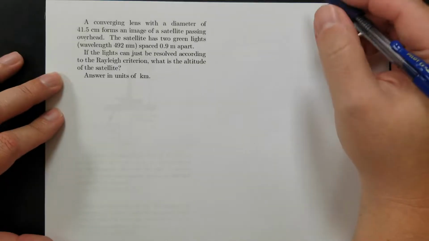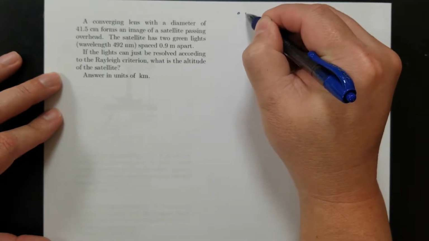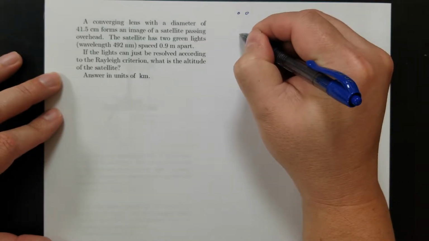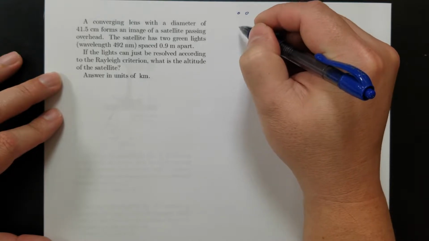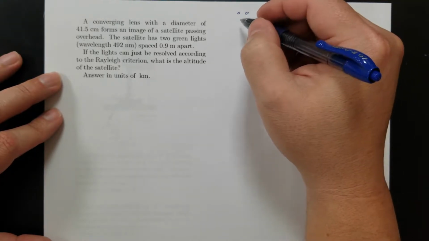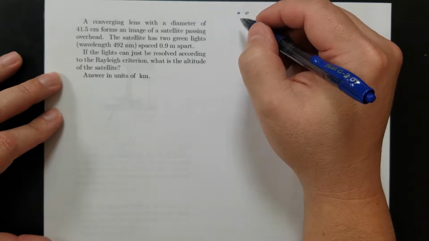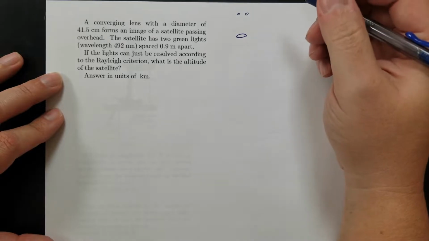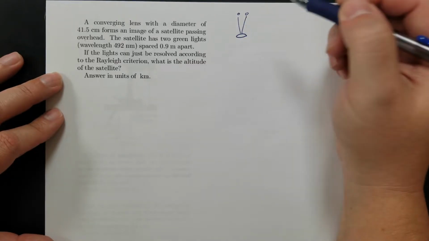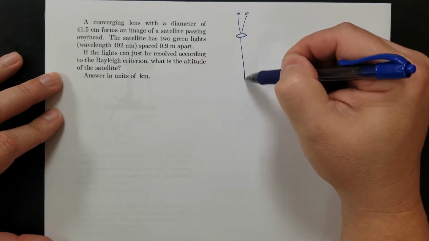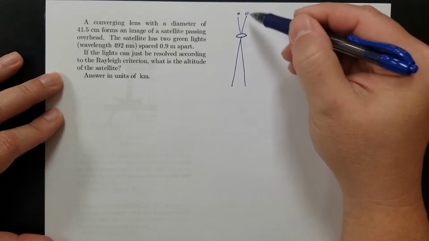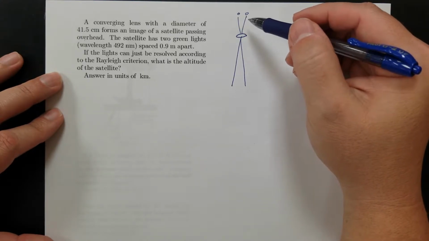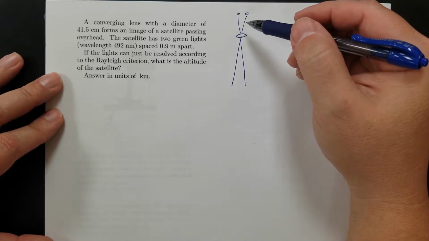So basically, there are these two lights, right? And there's a lens here, so it forms an image of a satellite. It's a converging lens, so the converging lens looks like this, right? And this light is going through here, and it's coming out, and I can just resolve those two things as being two separate things, right?